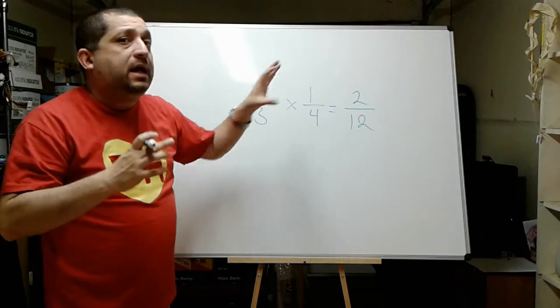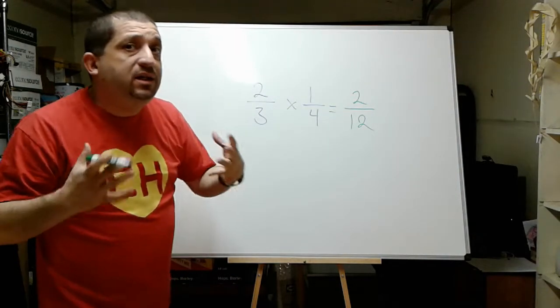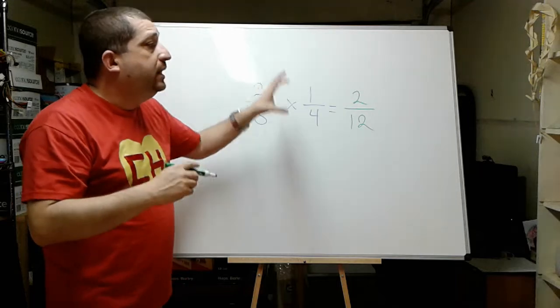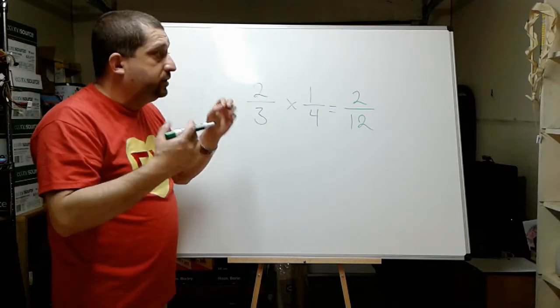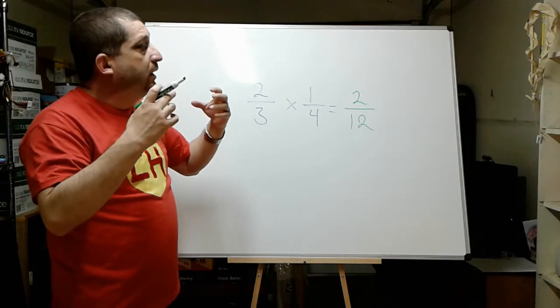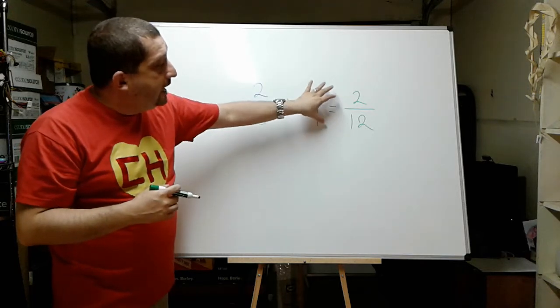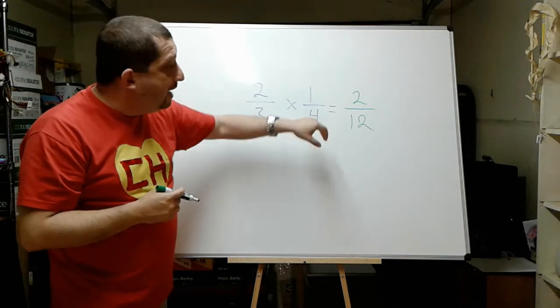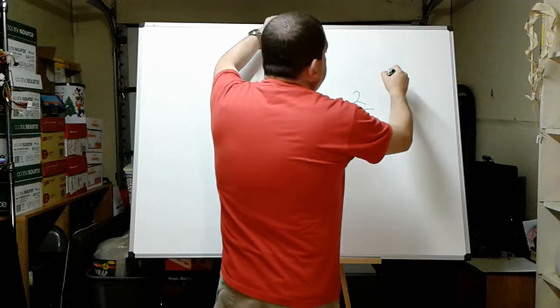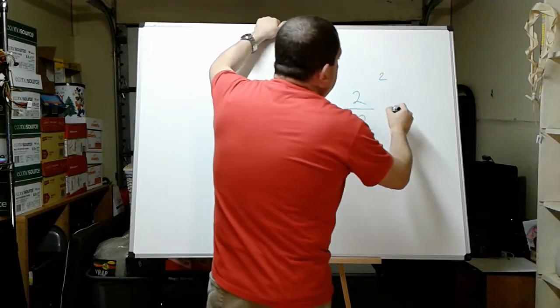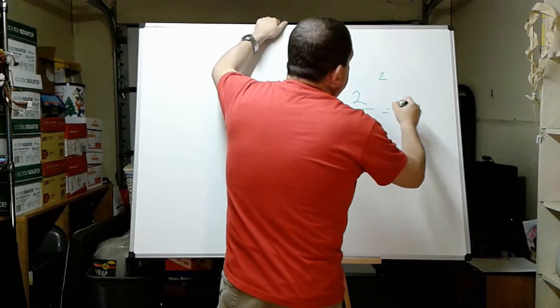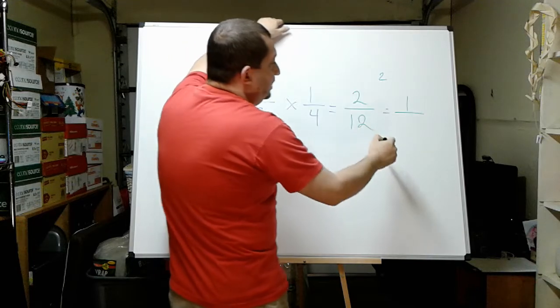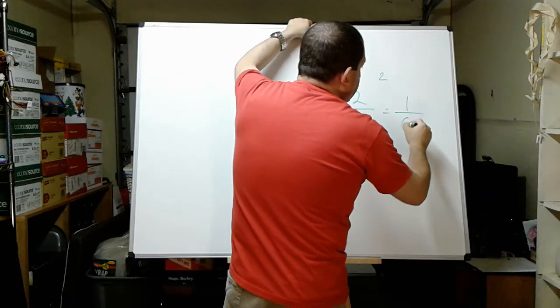Now, however, can I reduce this number? Remember, our GED exam is going to ask us to choose the lowest common denominator or the lowest form of fraction. So can I reduce this? Yes, I can. I can divide it by 2. 2 divided by 2 is equal to 1. And 12 divided by 2 is equal to 6.